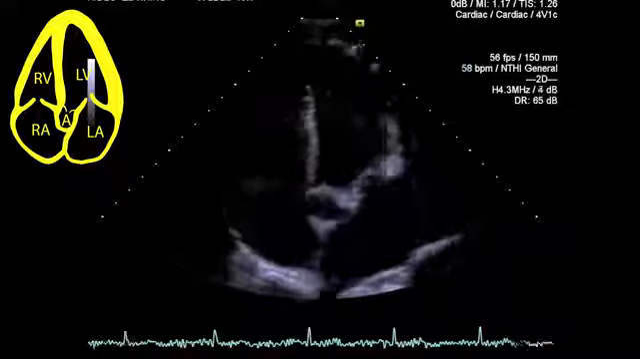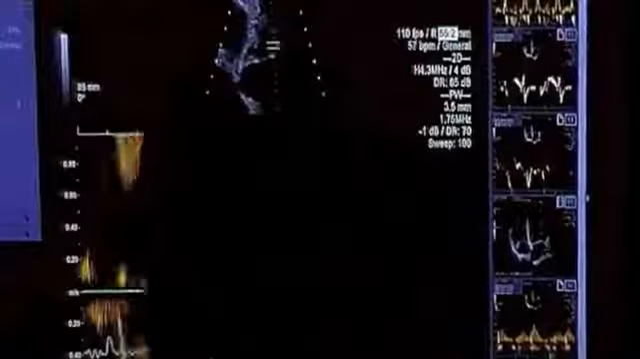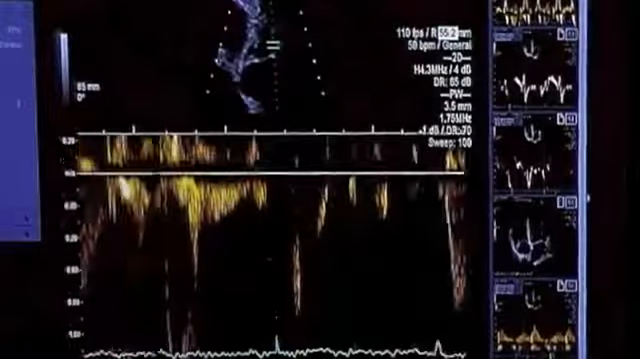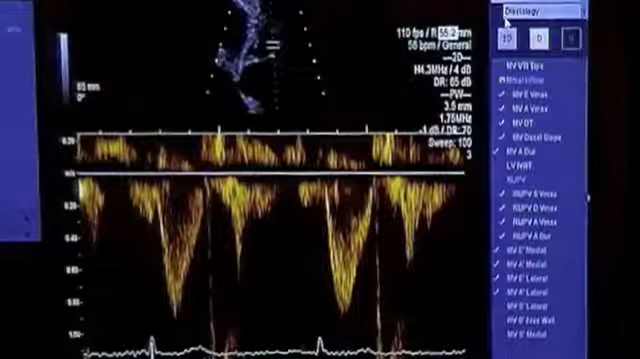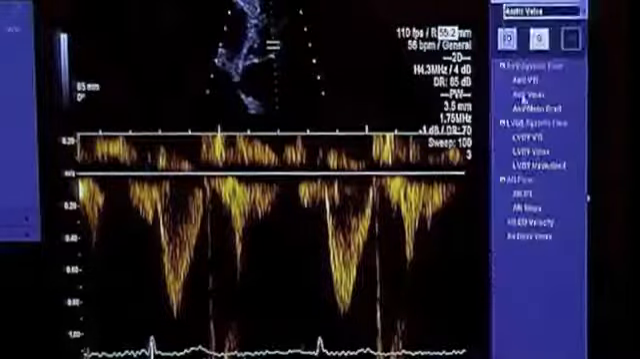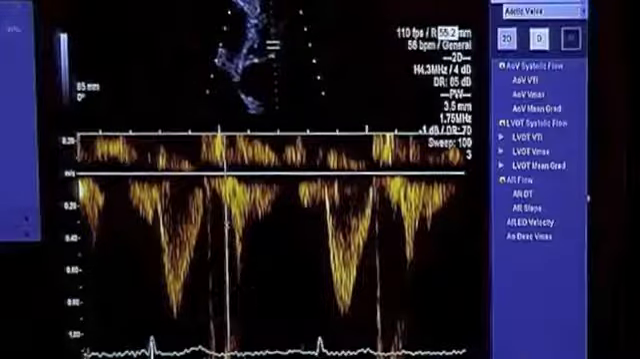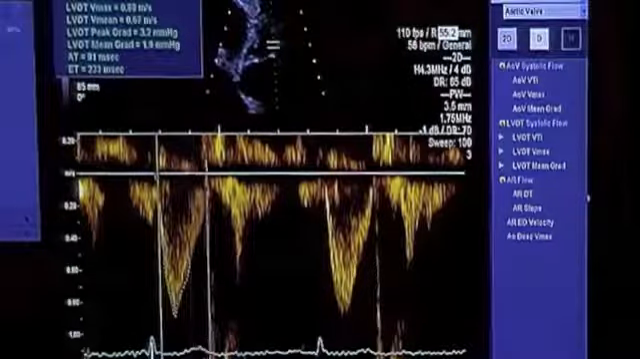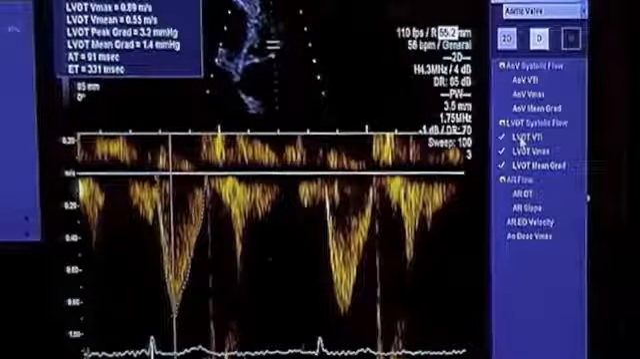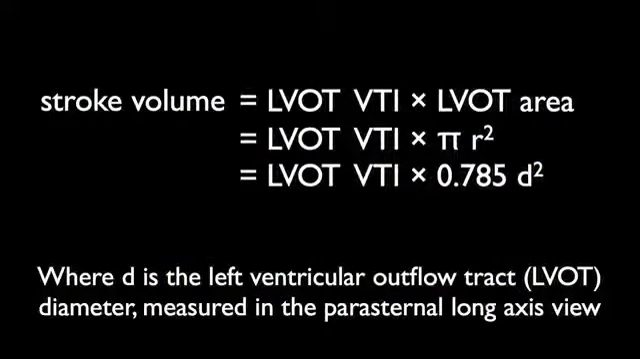By placing a pulse wave in the left ventricular outflow tract, you can measure the velocity time integral. By tracing the area under the curve, one can then calculate the stroke volume by applying the area that was measured of the left ventricular outflow tract in your parasternal long axis.